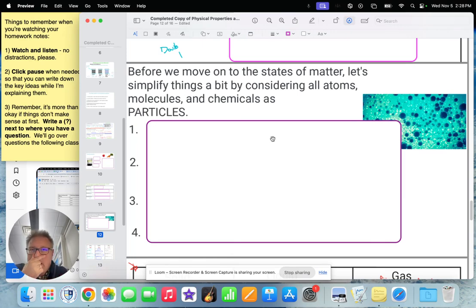But before we do so, I want to back up a little bit and actually get a little less complicated. From here on out, we're going to call atoms and molecules and chemicals, because we know atoms come together and make molecules. In general, we can call those chemicals. But from here on out, we're just going to call all those things particles, right? So water has water molecules. We'll just call them water particles.